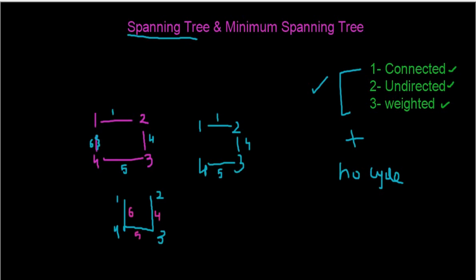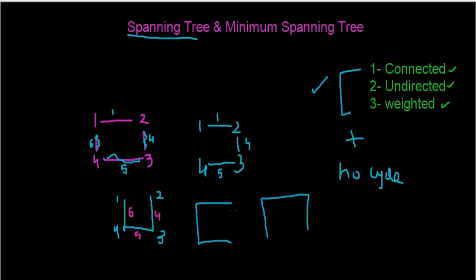Let us see another spanning tree of this graph. What if I remove this edge? So my graph will look like this, right? And if I remove this 4 to 3 edge, my graph will look like this, right?